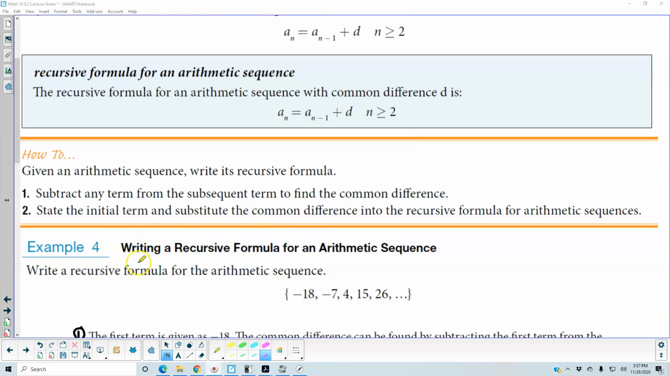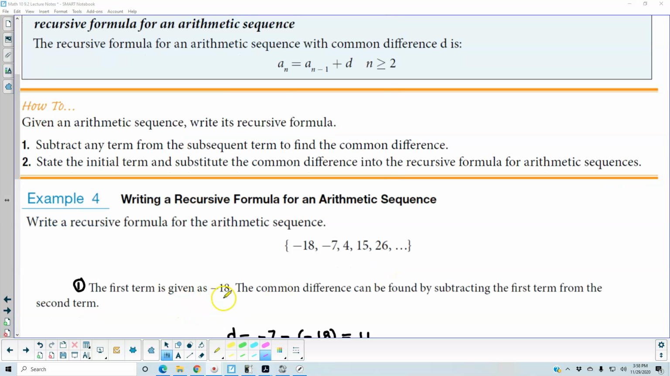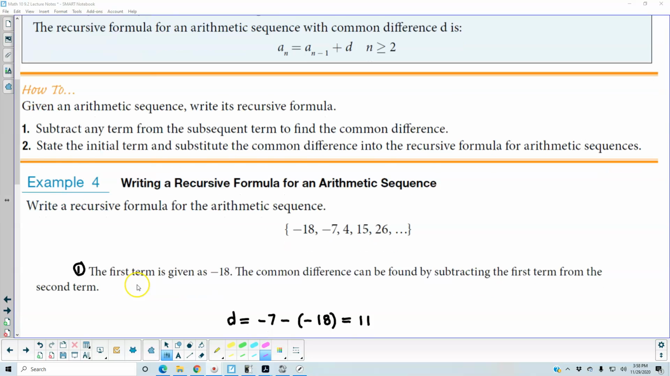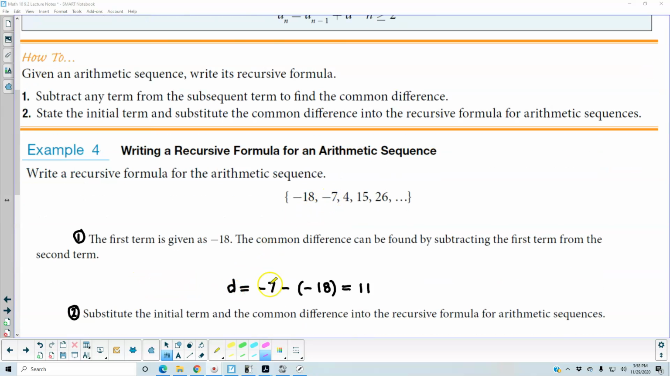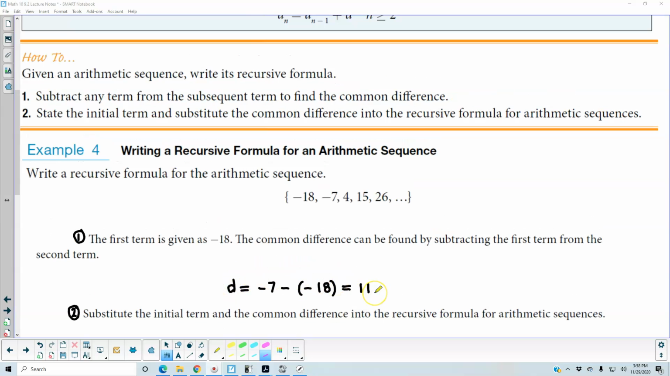So for example 4, we're writing a recursive formula for an arithmetic sequence. Here's our sequence: negative 18, negative 7, 4, 15, 26. The first term is given as negative 18. The common difference can be found by subtracting the first term from the second term. So d is going to equal negative 7 minus negative 18. This becomes negative 7 plus 18, which is positive 11. So the common difference is 11.